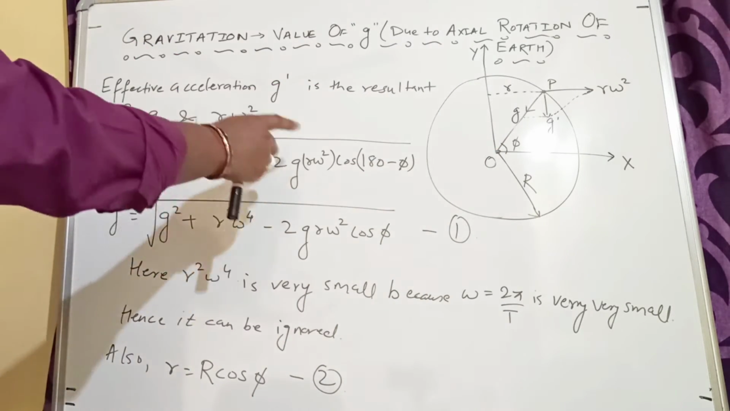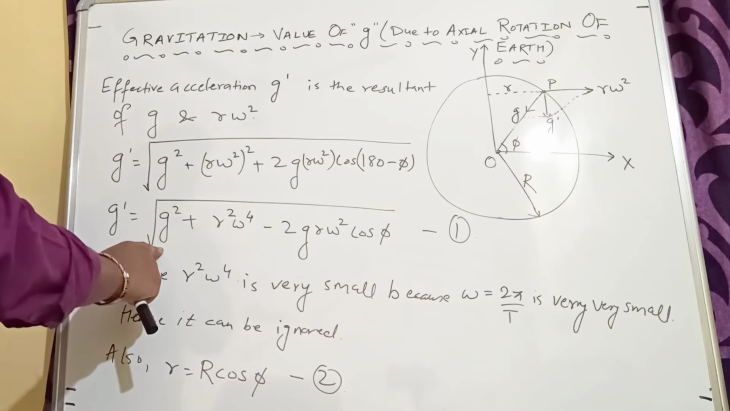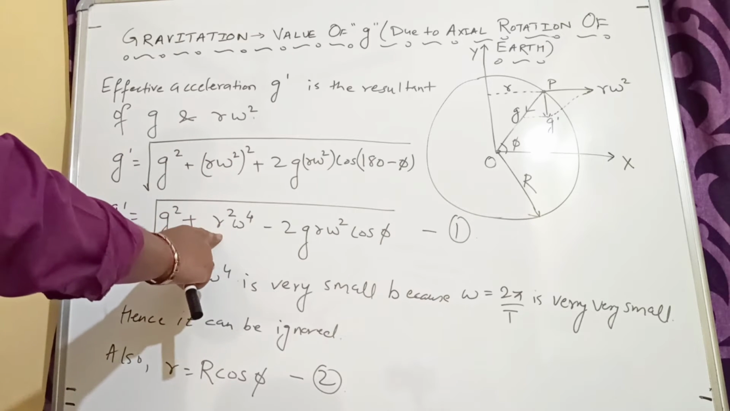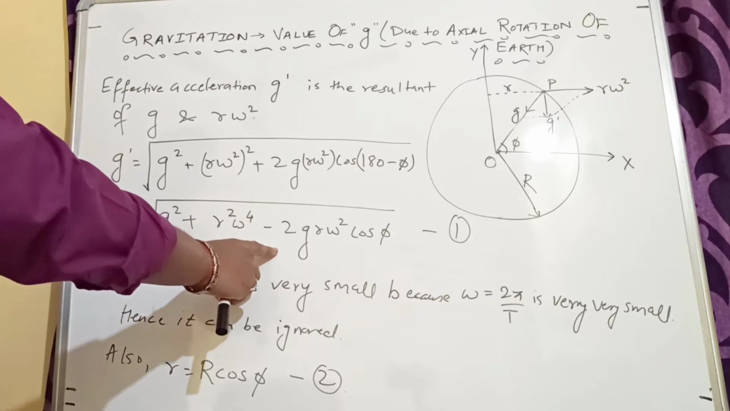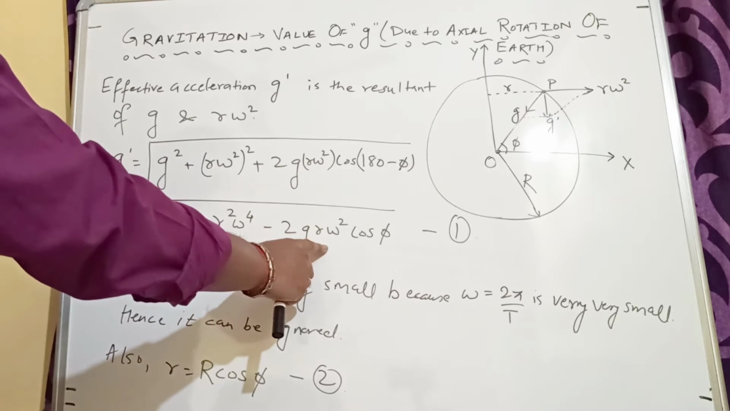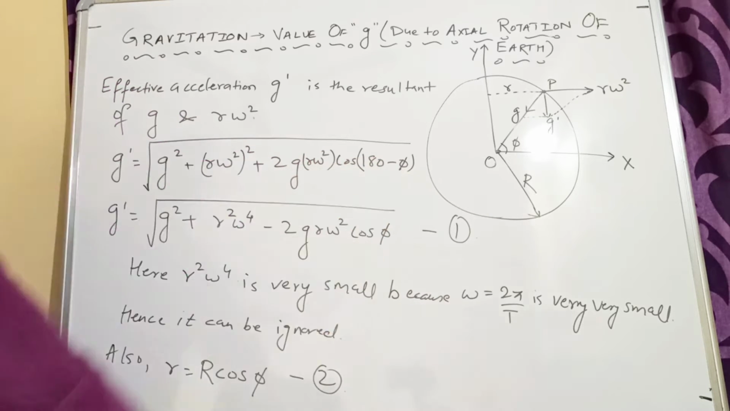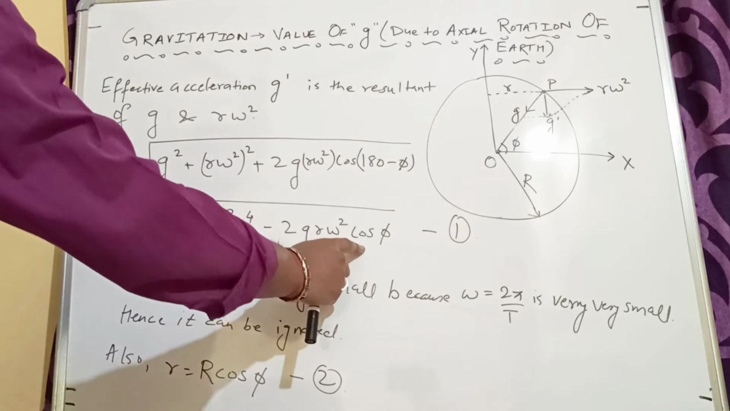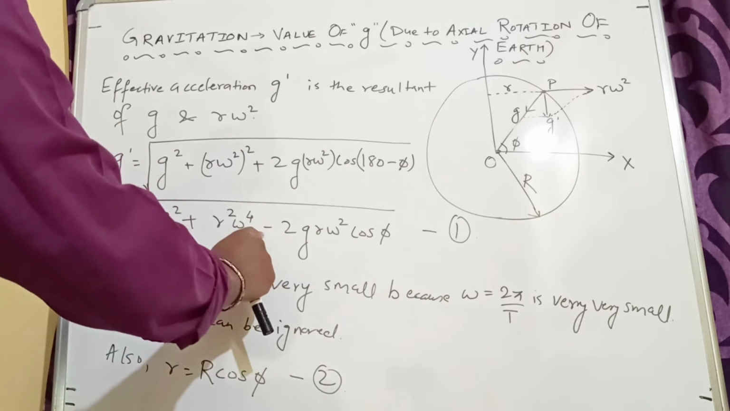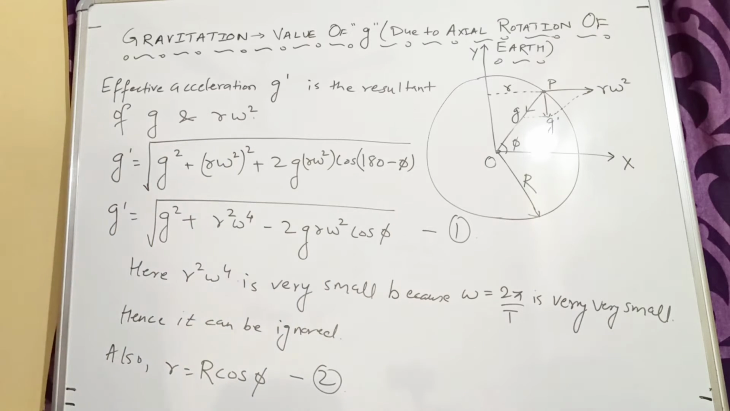So when we solve this, what do we get? g dash equals under root g square plus r square omega to the power 4 minus 2 g r omega square cos phi, because we know that cos(180 minus phi) is minus cos phi. When we put in the value, we get this equation. This is your equation number 1.